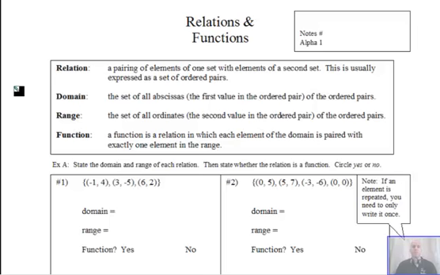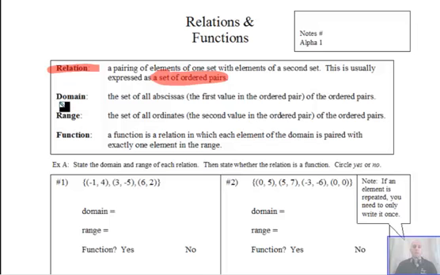Relations and functions. A relation is a pairing of elements of one set with elements of a second set. Typically this is written as a set of ordered pairs. The domain and the range.